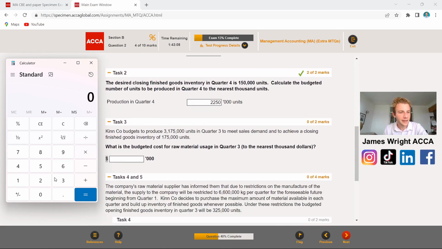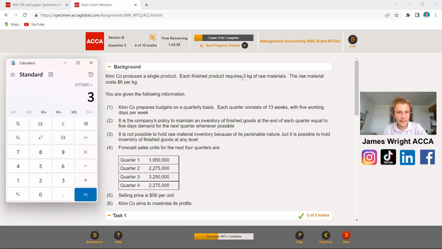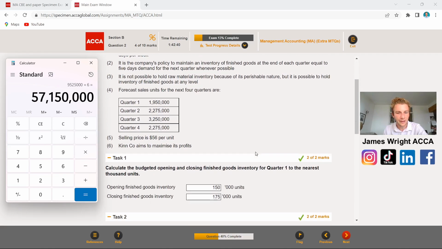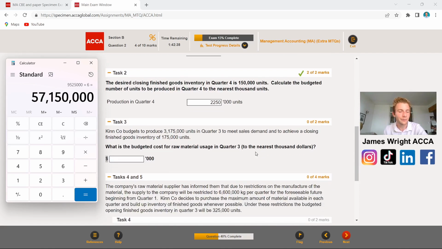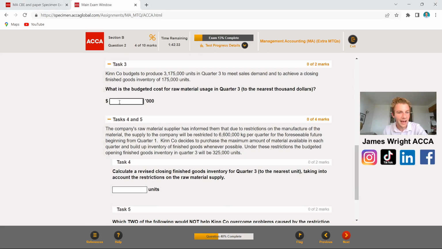So as you can see on here, 3,175,000 multiplied by 3. So the 3 comes from, just to be clear, that 3 kilograms. You can see from my mouse on there that each unit requires, and then multiplying it by the actual $6 on there, which is going to cost us. So overall, it's going to be 57,150,000, or 57,150 million, whatever it is on there, how you want to talk it through.